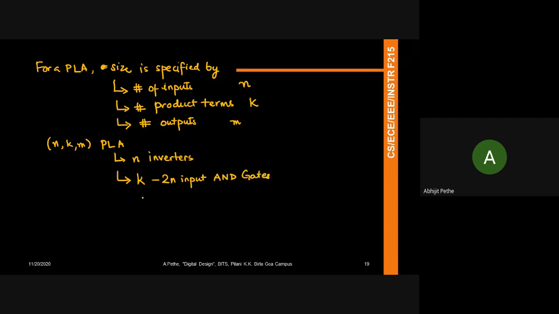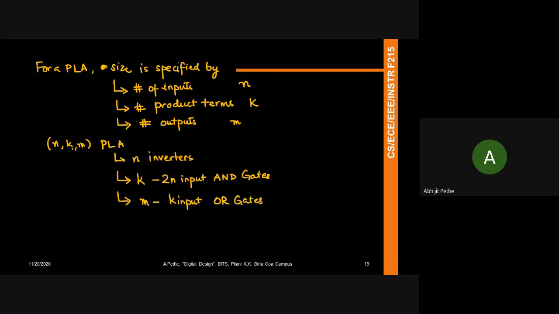right? And now what can you say similarly about the OR gates? How many OR gates would it have? M. M OR gates, and each OR gate will have how many inputs? K, right? So this would be M K-input OR gates. Everybody following?